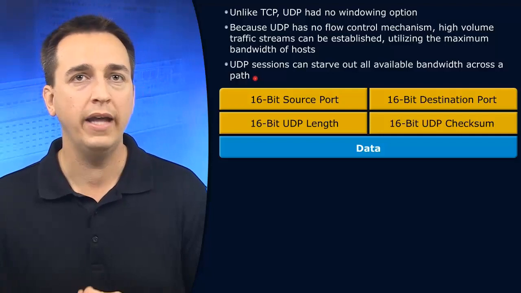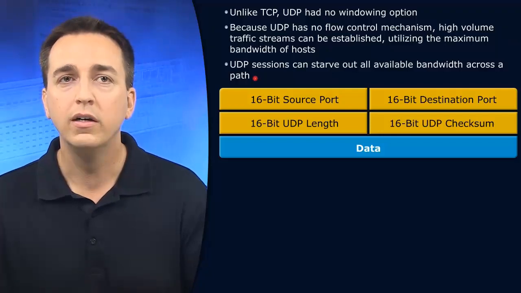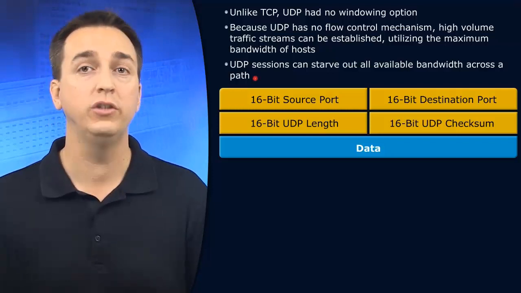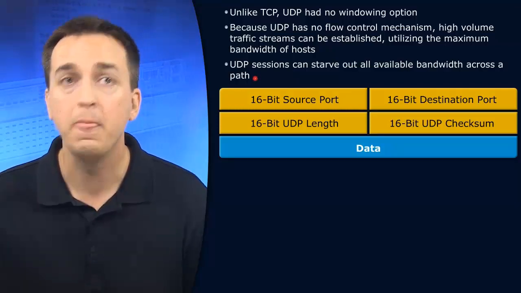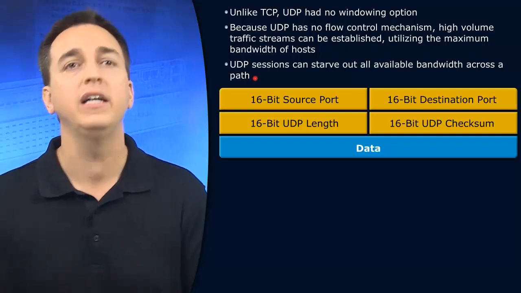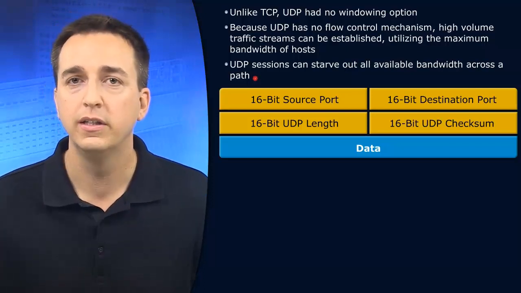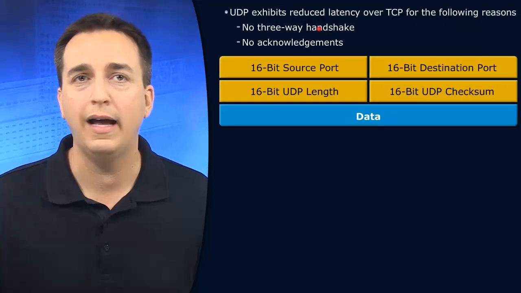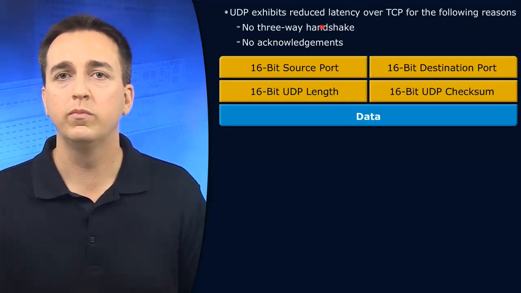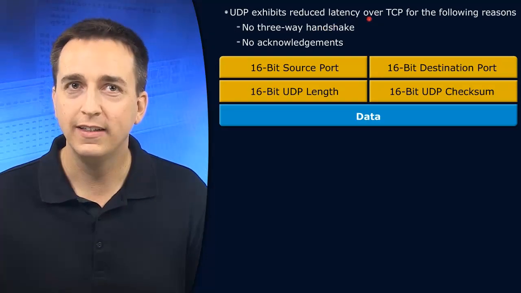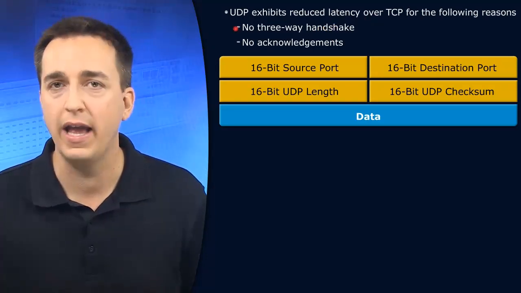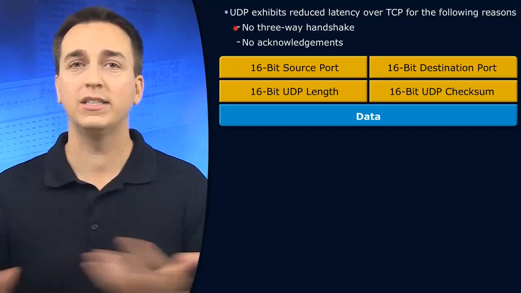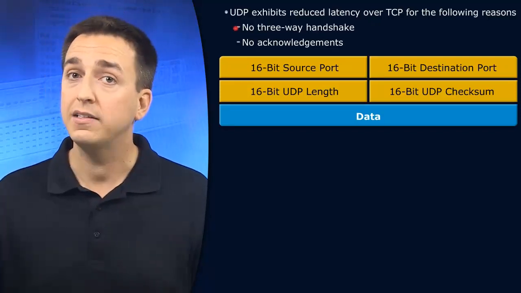It's a lightweight protocol. It doesn't have a lot of overhead, and we saw that it's used for voice and video, but it can definitely starve out other traffic flows in the network. So UDP has very, very little latency over TCP. Why? Because with UDP, there's no three-way handshake. There's no acknowledgments. We don't have to wait for any of that information. We don't have to establish a session, where TCP has that.